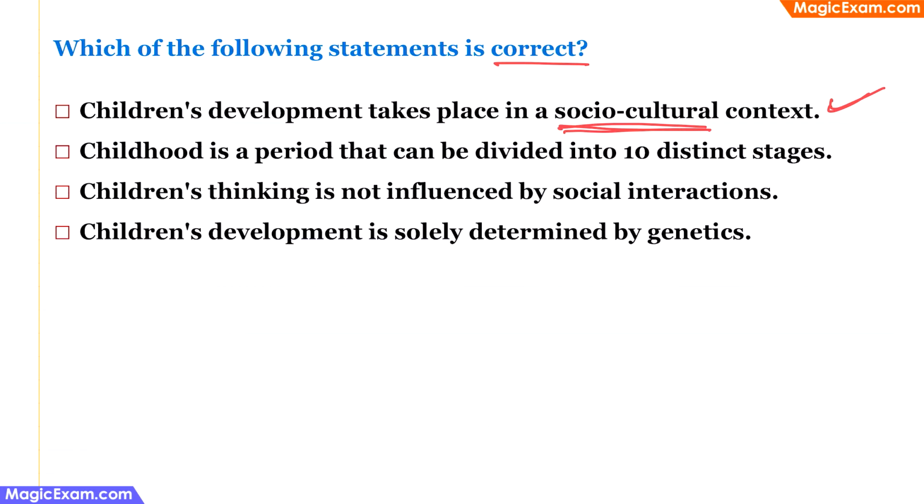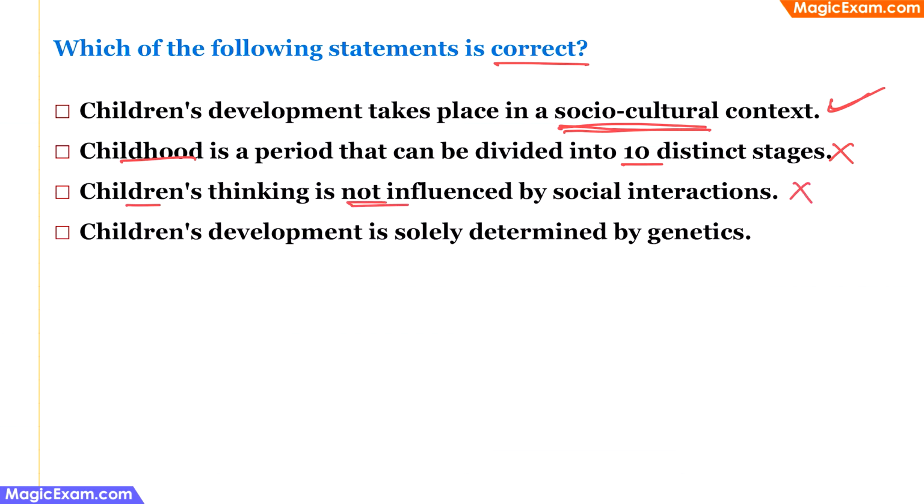Now, let us see if any of the other statements are correct. The next one says, childhood is a period that can be divided into 10 distinct stages. Now, this statement is incorrect because childhood can be divided into 3 distinct stages. That is early childhood, middle childhood and late childhood. Therefore, this is incorrect.